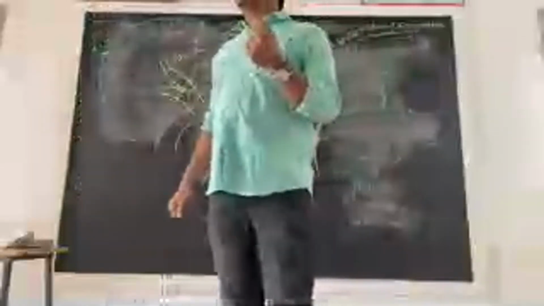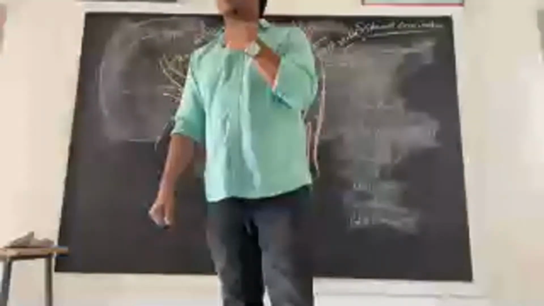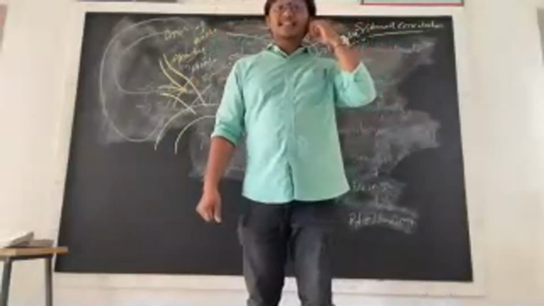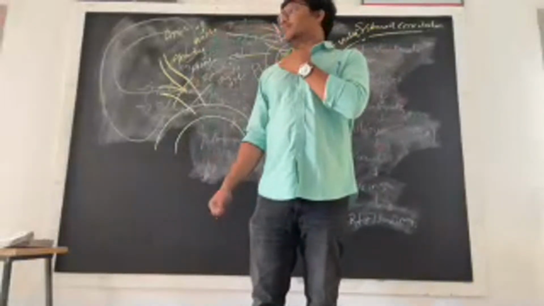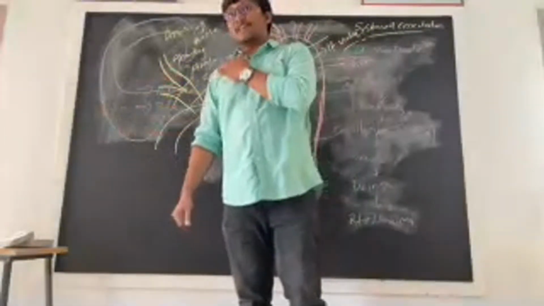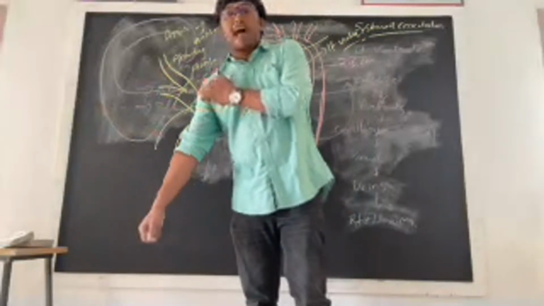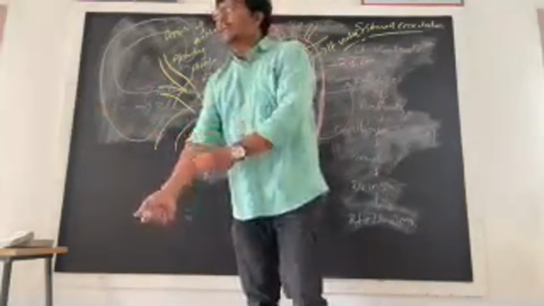I have discussed with you the circulation of the upper limb. What is the circulation of the upper limb here? It is coming from the brachiocephalic artery as the subclavian artery. From the subclavian artery, the axillary artery. From the axillary artery, the brachial artery. From the brachial artery, radial and ulnar.